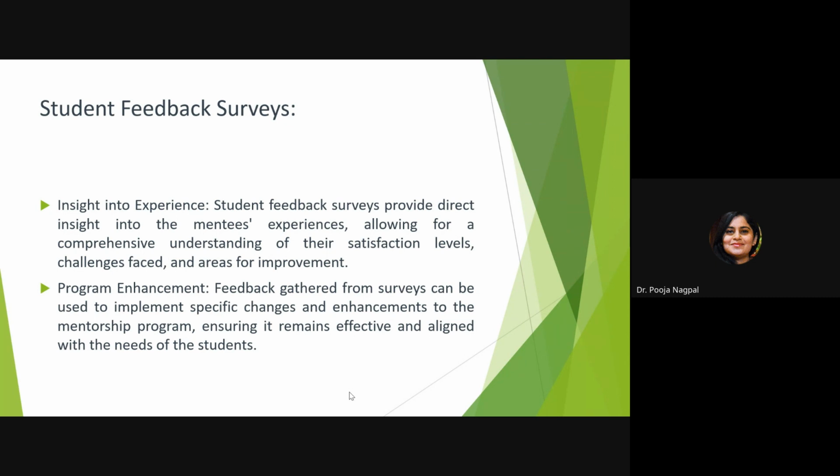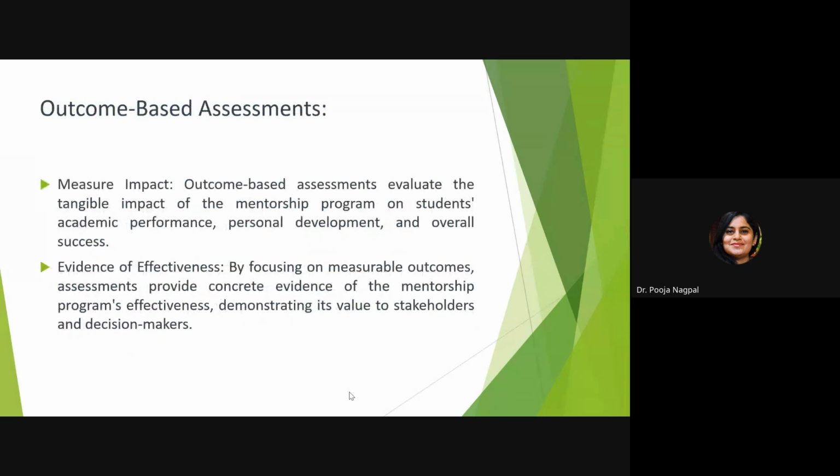Are they happy with the mentoring, or are they getting proper attention? All these things, are they comfortable attending these sessions or not? So this kind of student feedback surveys, outcome-based surveys, assessments, measure impact, evidence of effectiveness.